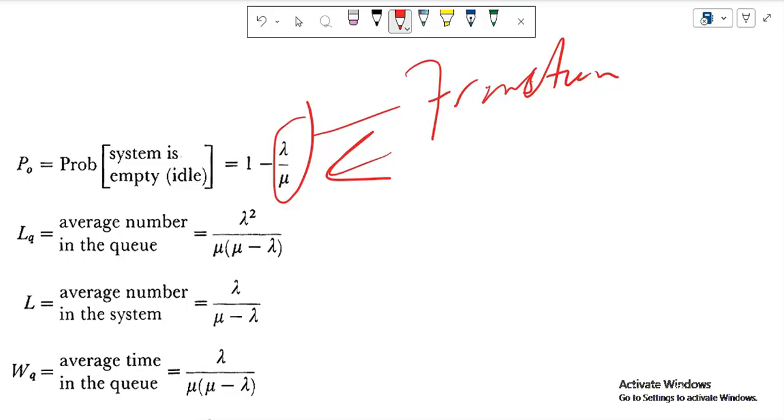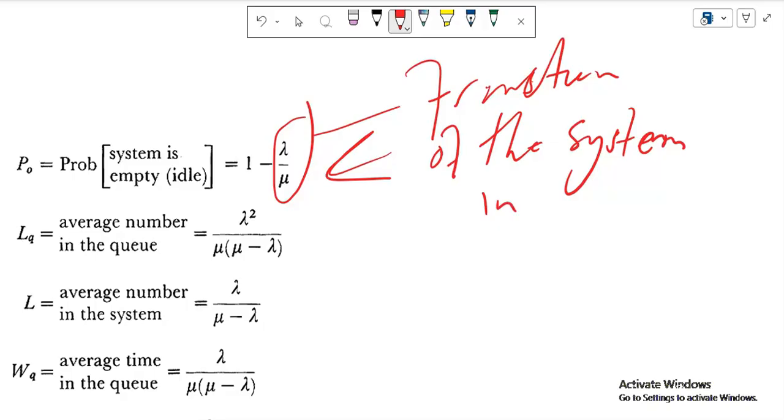This is a fraction of the system in use. Lambda over mu is a fraction of the system in use. So if you remove the time when the system is in use from 1, you remain with the idle time in which the system is not in use. Basically that's what that formula means.